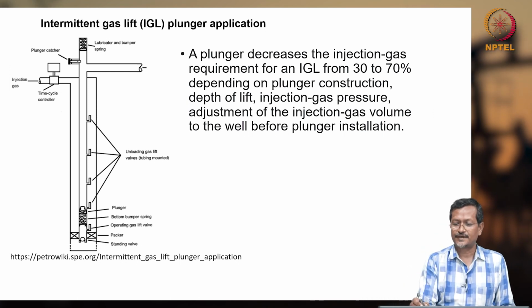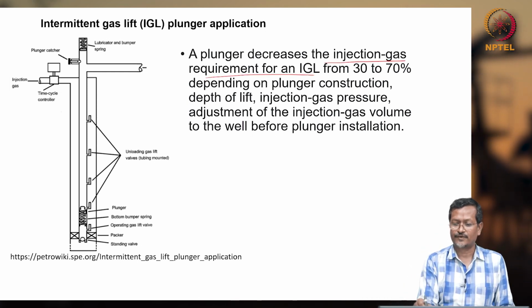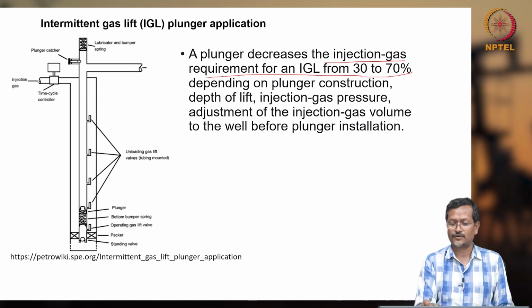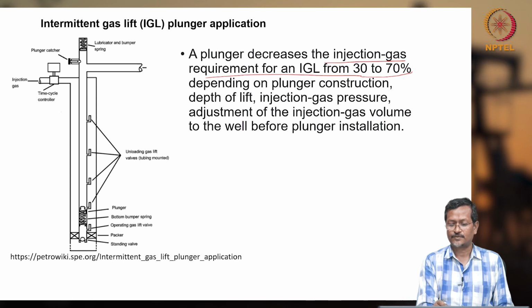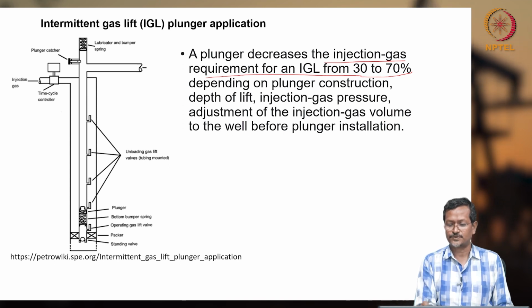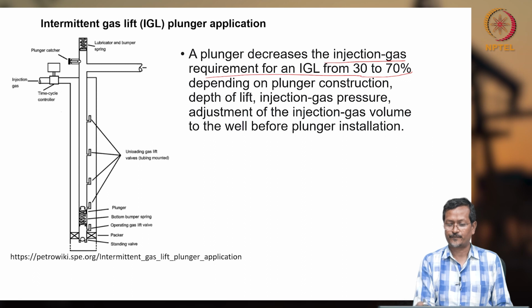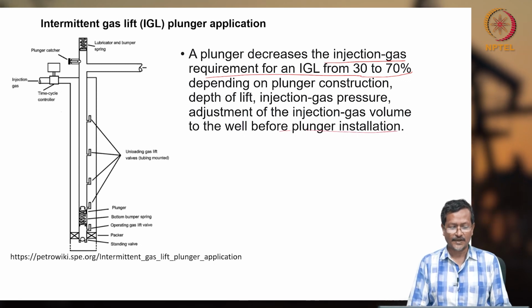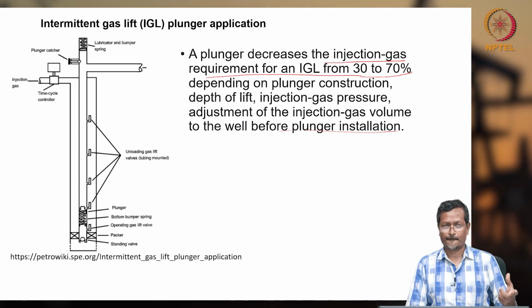So, the plunger decreases the injection gas requirement of IGL, or intermittent gas lift, by 30 to 70 percent depending on the plunger construction, depth of lift, injection gas pressure, adjustment of the injection gas volume and the well before plunger installation. So, this will improve performance.